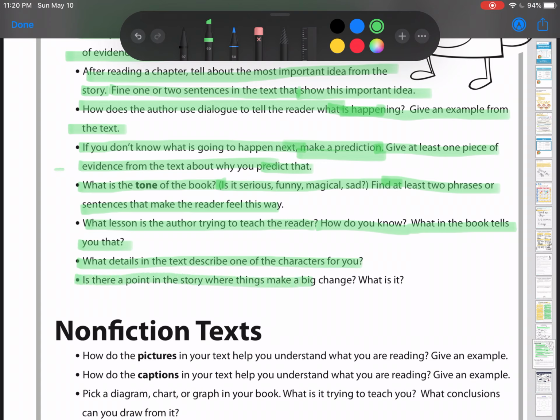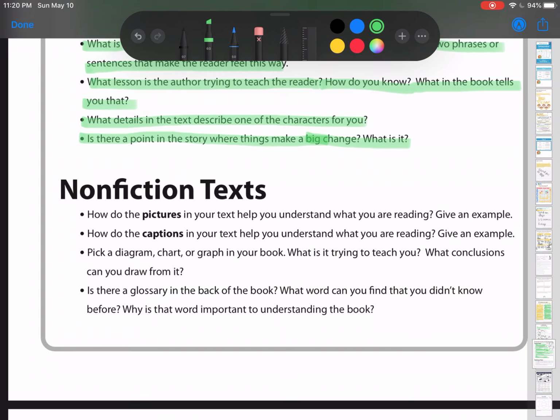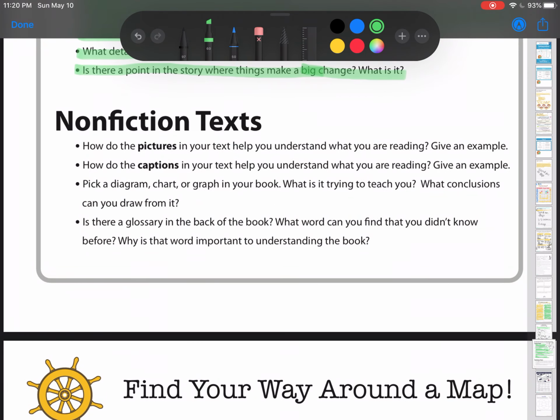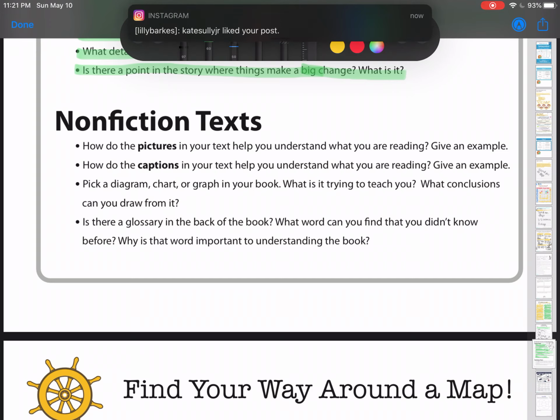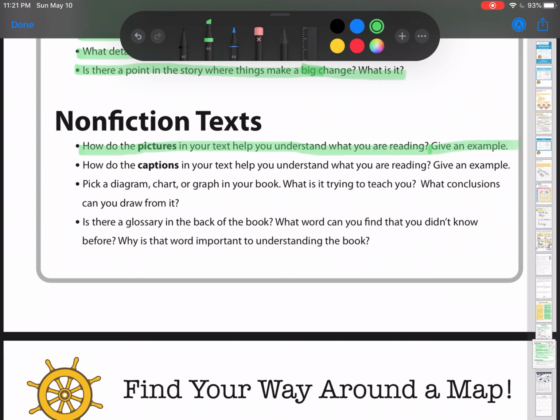Is there a point to the story where things make a big change? What is it? And for nonfiction text, how do the pictures in the text help you understand what you are reading? Give an example. How do the captions in your text help you understand what you're reading? Give an example. Pick a diagram or chart in your book. What is this trying to teach you? What conclusions can you draw from it?